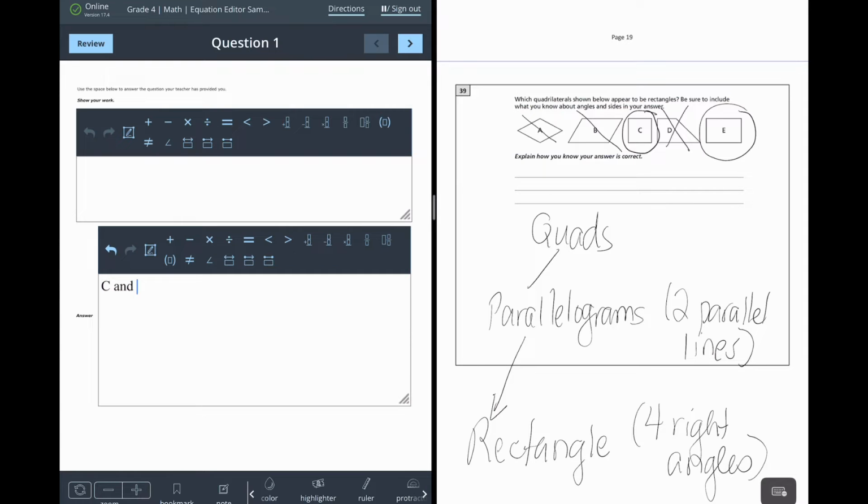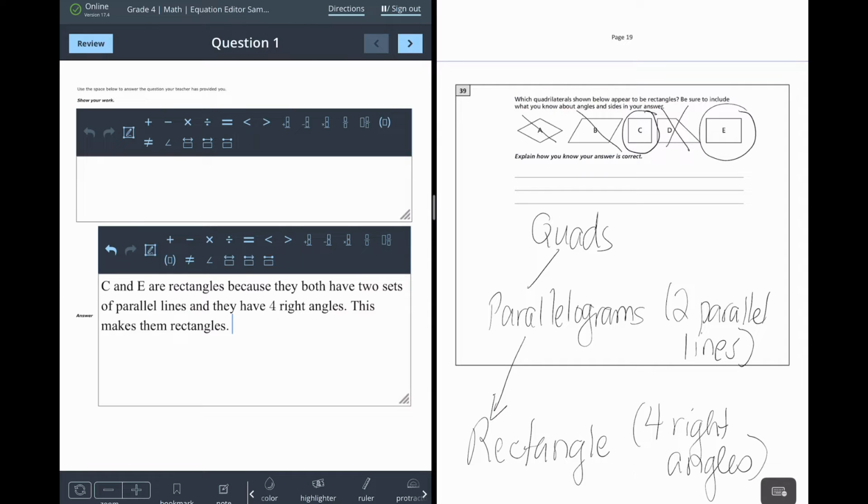So let's put this as the answer to the question. C and E are rectangles because they both have 2 sets of parallel lines and they have 4 right angles. This makes them rectangles. And done. So it is a complete explanation, and I explained, not only did I say which 2 were the right answer, C and E, but I also gave you reasons why, so I will get both points.